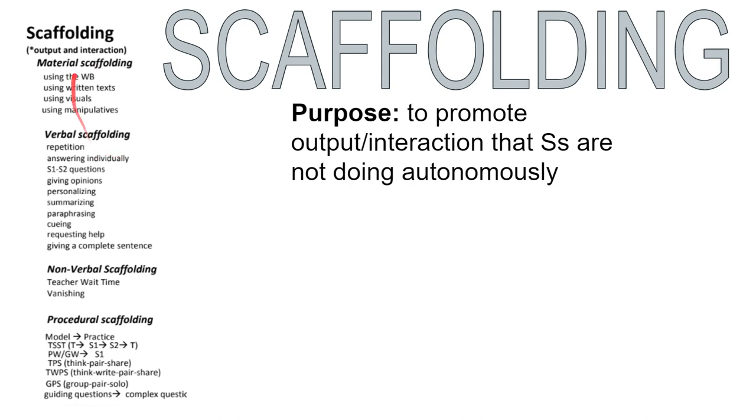Material scaffolding is tricky because students often confuse it, as I said earlier, with MIC visuals. So using the whiteboard, using written text, using visuals, these can all be used to make input comprehensible, but then we're talking MIC visuals. If you're using that for new language, then it's MIC visuals. Like the elephant example, if you're using a picture of an elephant to help them understand the word elephant, that's MIC visuals. If you're using the same picture of an elephant to help them discuss how can we take care of this elephant, then that would be more about material scaffolding.